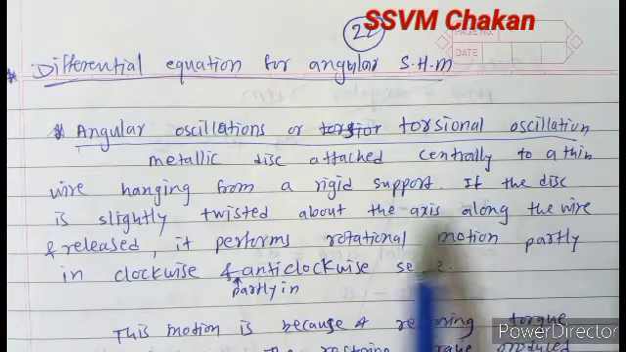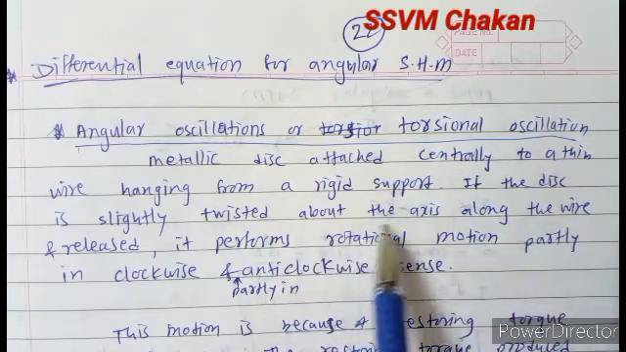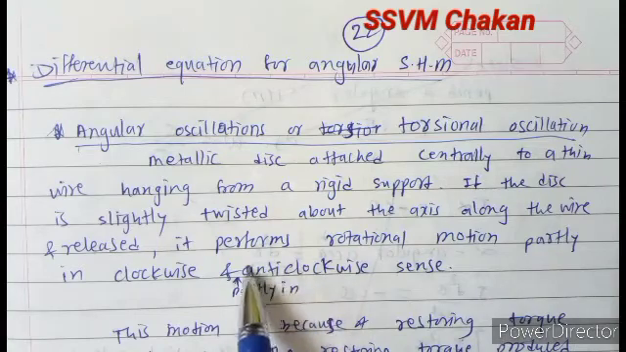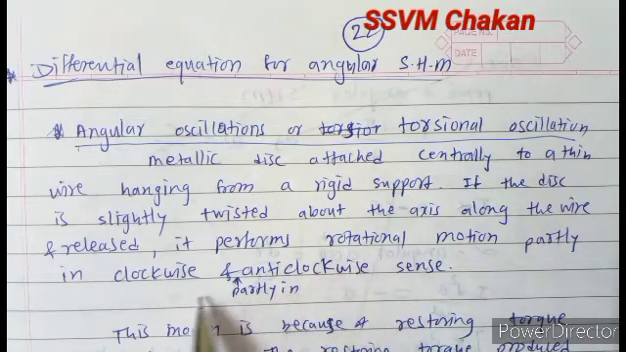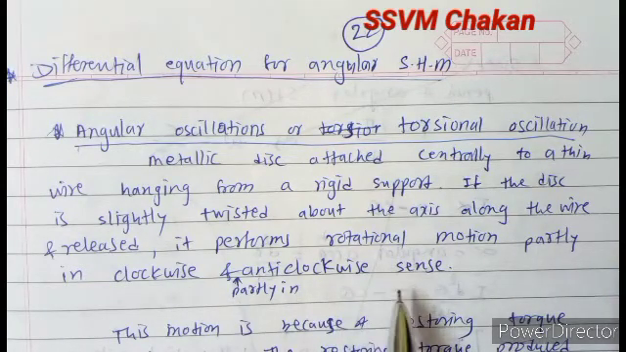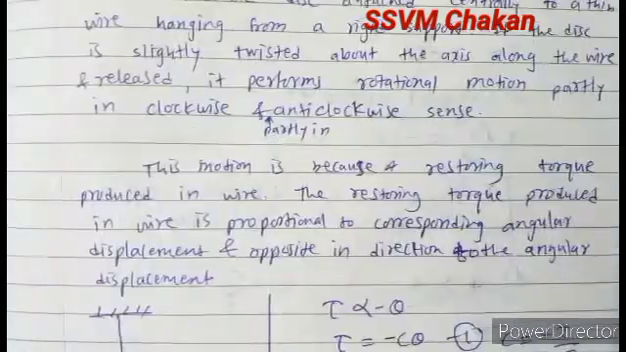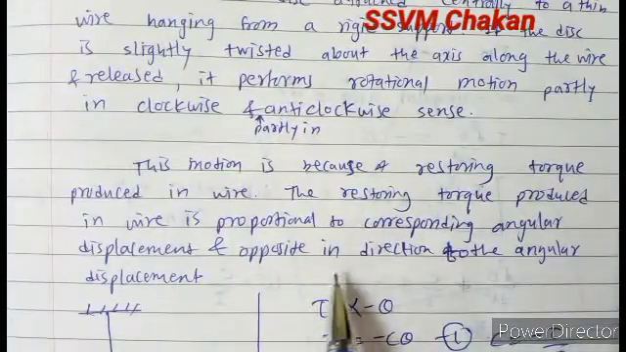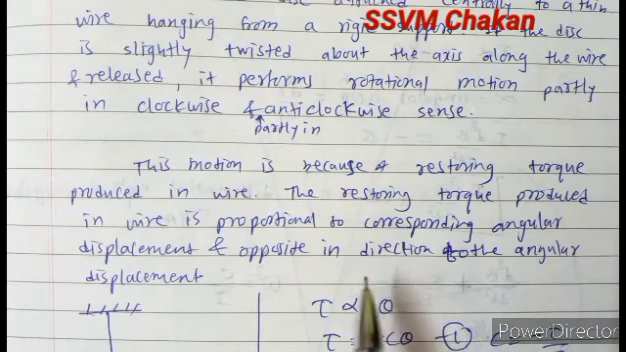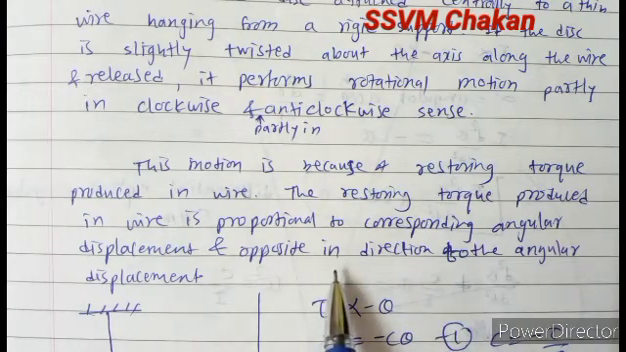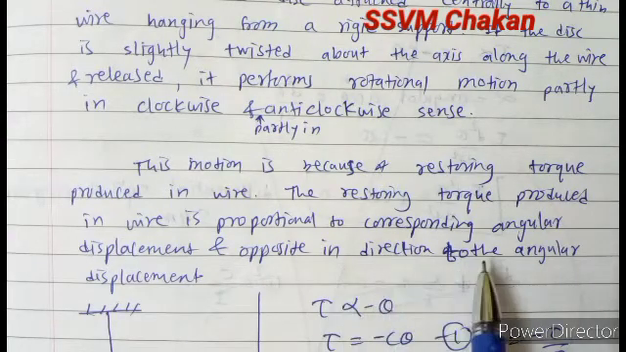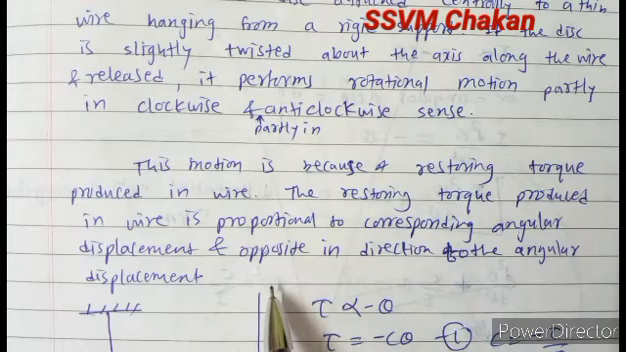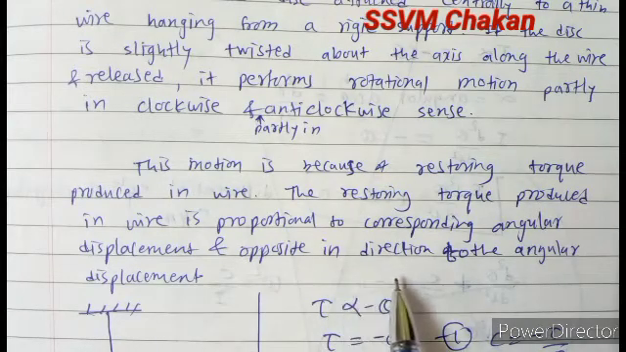If a disc is slightly twisted about the axis along the wire and released, it performs a rotational motion, partly in clockwise and partly in anti-clockwise sense, that we have just seen. This motion is because of a restoring torque produced in the wire. The restoring torque produced in the wire is proportional to the corresponding angular displacement and opposite in direction to the angular displacement.